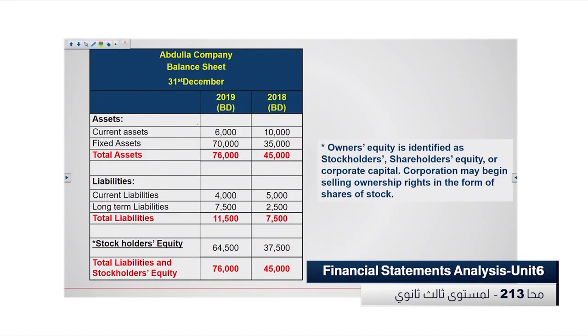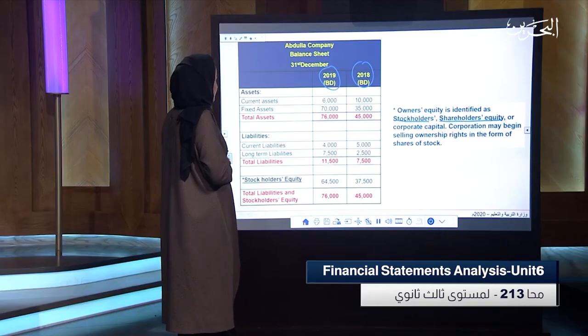We have the balance sheet for 2 years, 2018 and 2019. Okay, we have the amount given in both years. Okay, the owner's equity is identified as stockholders' equity or shareholders' equity or corporate capital. A corporation may begin selling ownership rights in the form of shares of stock. Let's see the solution.